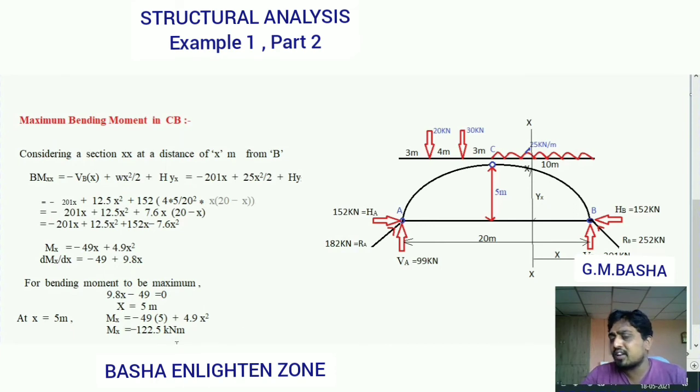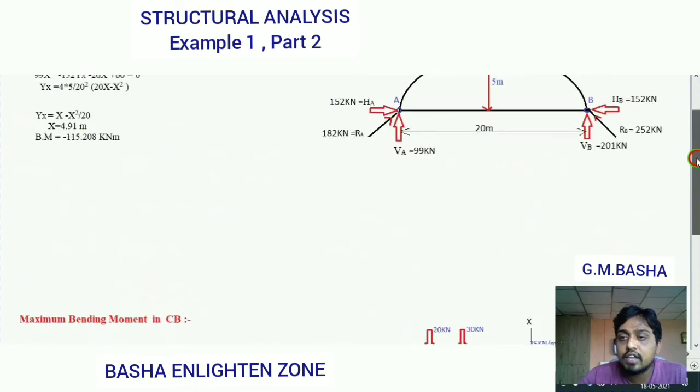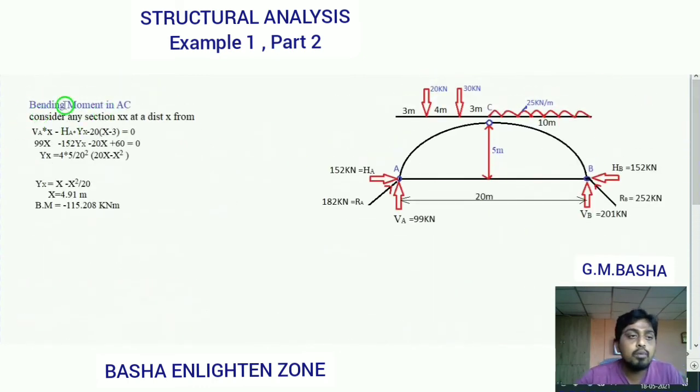So due to symmetrical condition, if you take down the value of maximum bending moment on the right side also, left side also, it will be okay. But if you want to make a confirmation, you can go for one more trial on the left side also. See here, bending moment in AC. I am going for one more section.